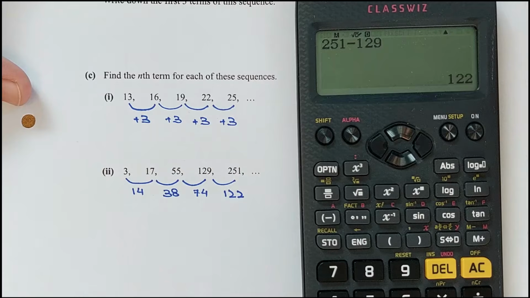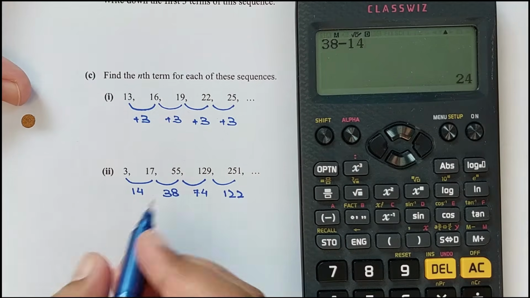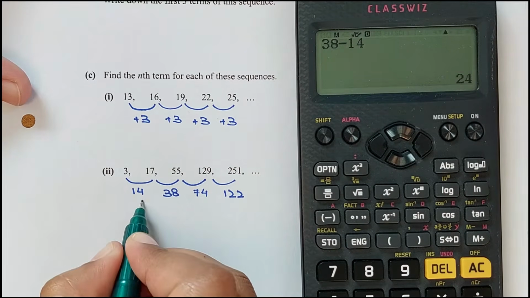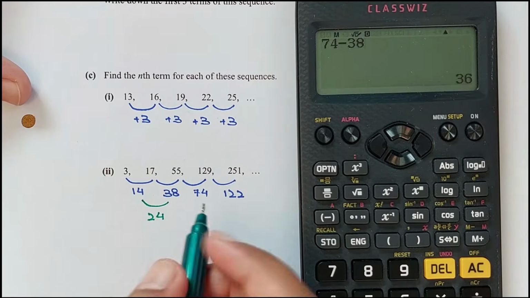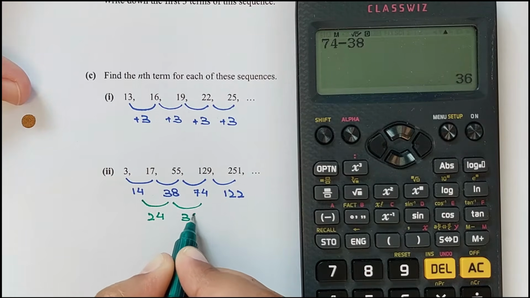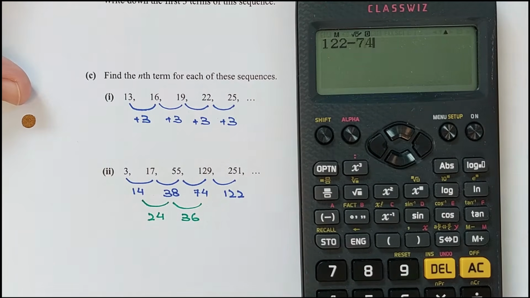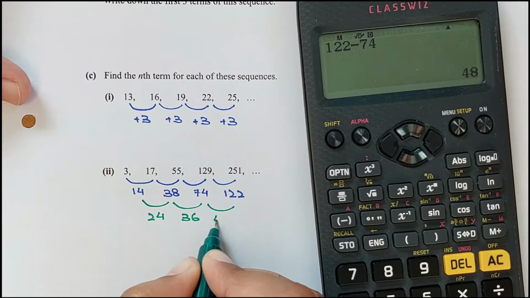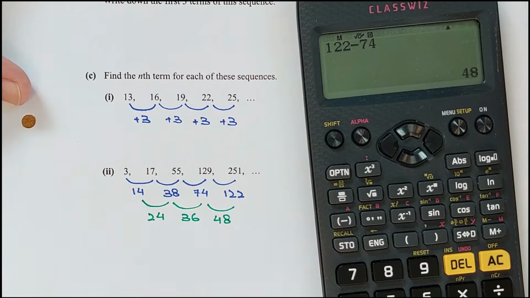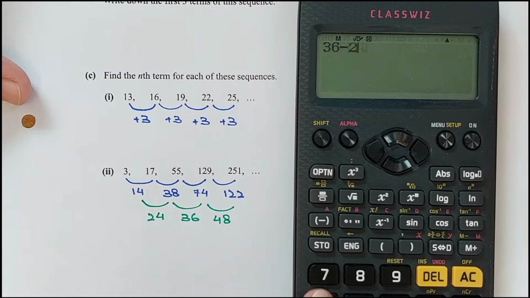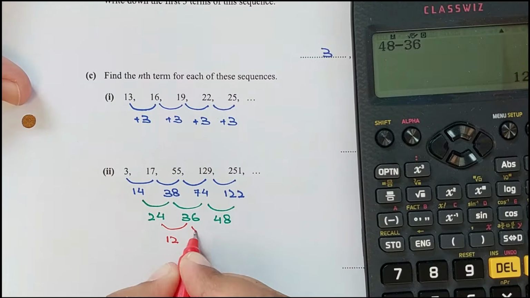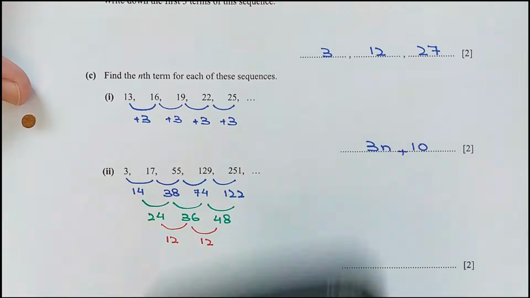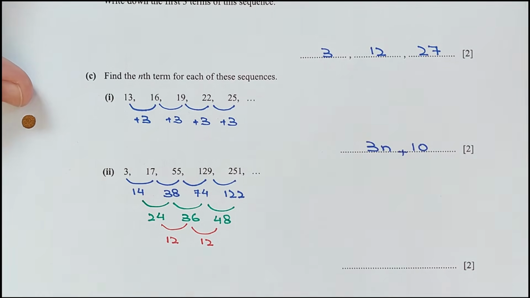So let me check the second difference. 38 minus 14, which is 24. 74 minus 38, 36. 122 minus 74, 48. The second difference is also not constant. Let me move to the third difference. 36 minus 24, which is 12. 48 minus 36 is 12. So the third difference is constant, so it means the nth term is a polynomial of degree 3.